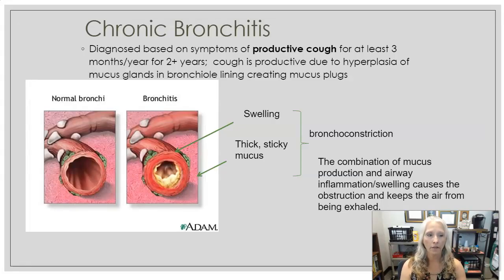Chronic bronchitis is the first one we're going to talk about. Chronic bronchitis is characterized by a very productive cough for 3 months, at least 2 years in a row, and it is characterized by both the swelling of the bronchi, which causes restriction of those airways, and the buildup of a thick, sticky mucus. The combination of mucus production and swelling and inflammation of those bronchi causes this patient to have a really difficult time exhaling air.